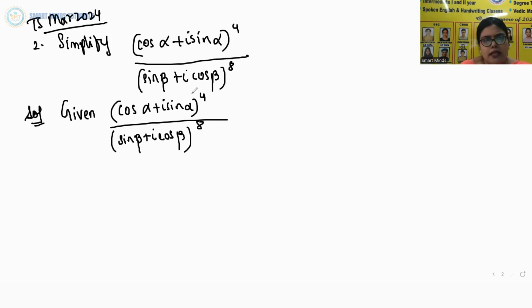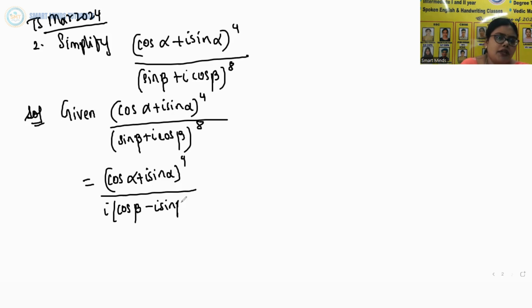But always any complex number must be of the form cos theta plus i sin theta. But in the denominator you can see it is the opposite way. It is sin theta plus i cos theta. So what I will do is I will take i common. So if I take i common, what will you get? (Cos alpha plus i sin alpha) whole power 4 by, if I take i common, you will get (cos beta minus i sin beta) whole power 8. Okay.